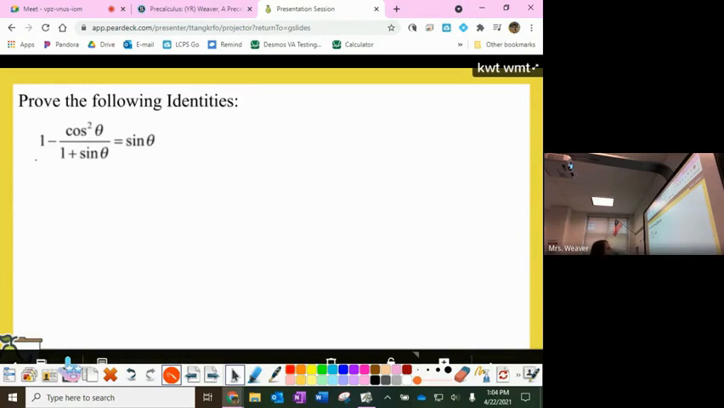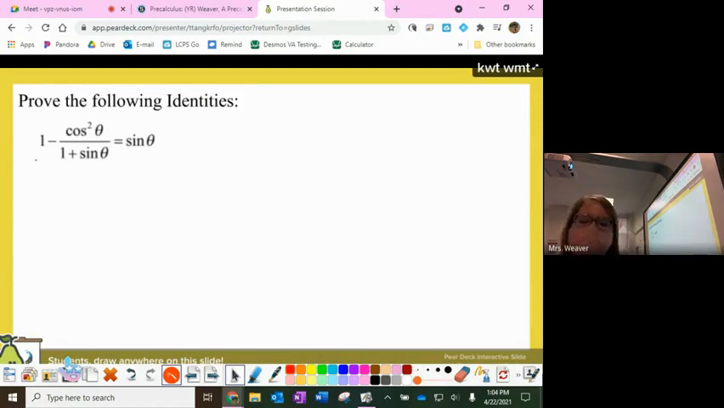Okay, so we've got 1 minus cosine squared theta over 1 plus sine theta equals sine theta. What do you spy with your algebra eyes? What do you see? What are you thinking? Okay, so one thing I see, one thing I'm thinking, I've got cosine squared on the left and sine, and I only want sines. So I know that I want to be able to get rid of that cosine. I just want sines. The other side is just plain sine.